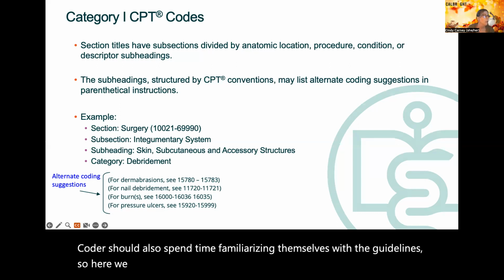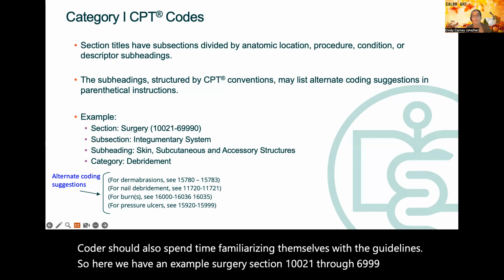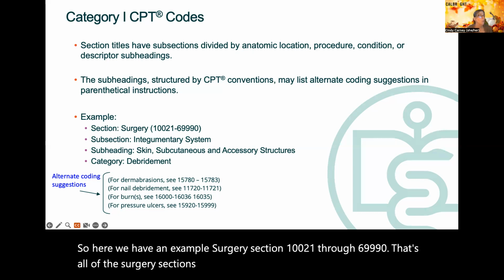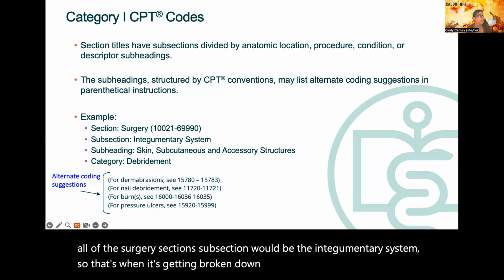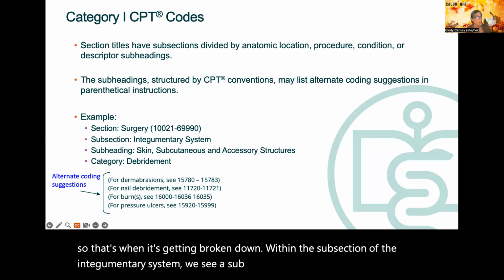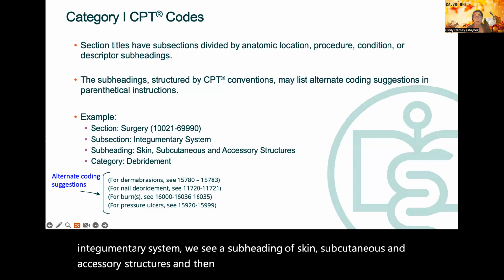So here we have an example, the surgery section, 10021 through 69990. That's all of the surgery section. The subsection would be the integumentary system. So that's when it's getting broken down. Within the subsection of the integumentary system, we see a subheading of skin, subcutaneous, and accessory structures. And then the category or procedure service would be debridement.